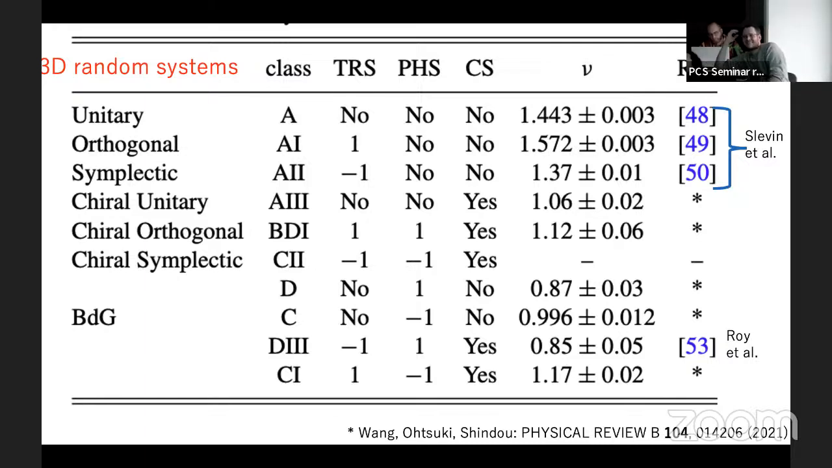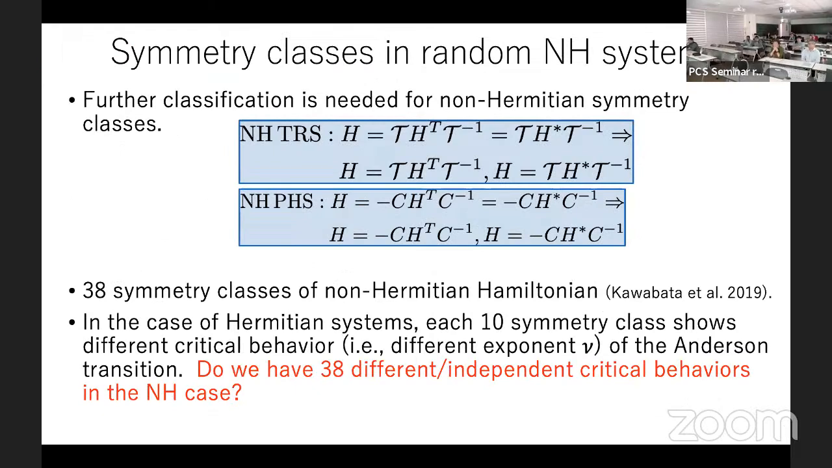Okay. Having this in mind, we go to non-Hermitian systems. So I said time reversal symmetry is written as follows, where H is related to H transpose by a unitary matrix P. This is time reversal symmetry. But in the case of Hermitian, H transpose is equal to H conjugate, so they are the same symmetry. But in a non-Hermitian system, this symmetry can be different.